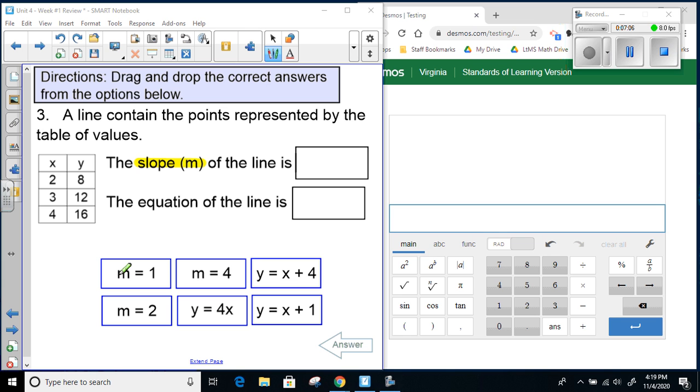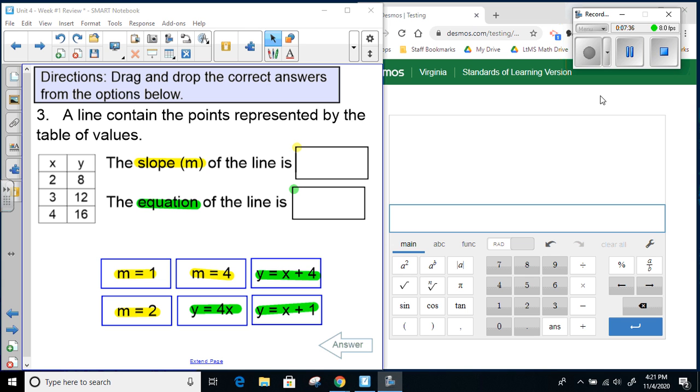So looking at my choices below, I know that I'm going to pick one of these three that say m equals for this first box. The next step says to tell us the equation of the line. So I know that if I want to fill in the equation, I'm looking for y equals something, and I want to know what is happening to x to give me y. So one of those three equations is going to go in this second box here.